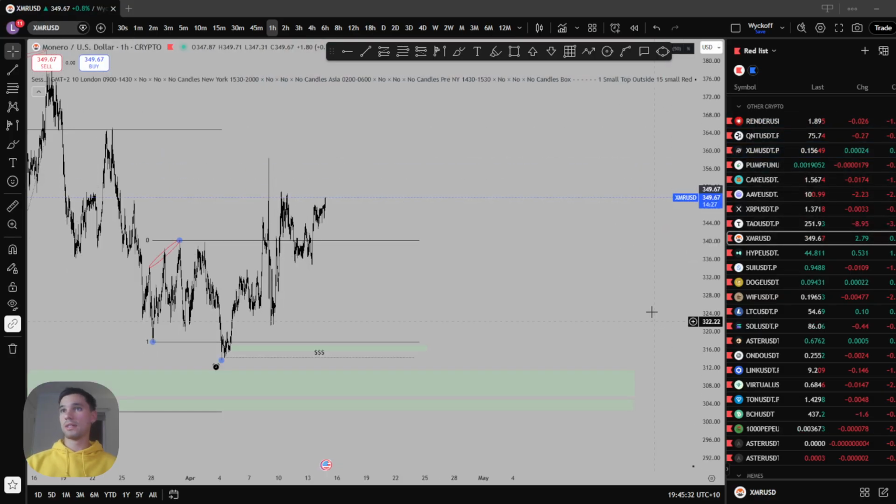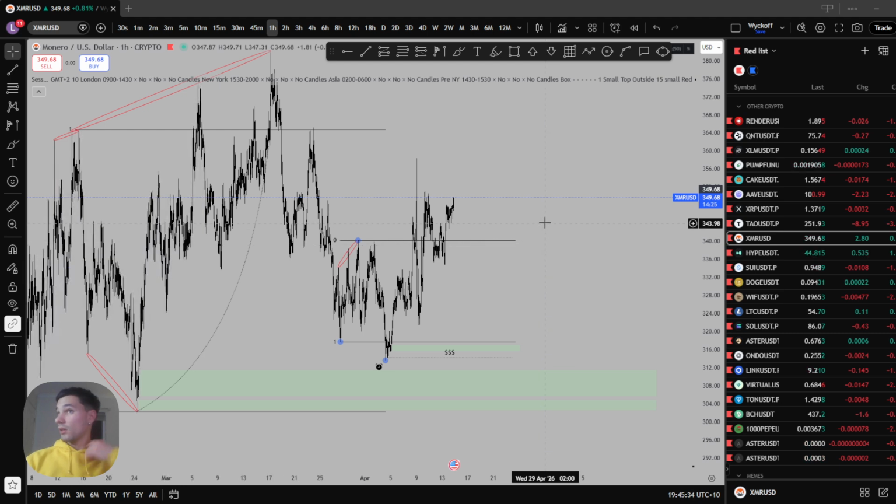XMR normally always gives us something. Not on this instance though, as you can see. Literally nothing here on XMR.